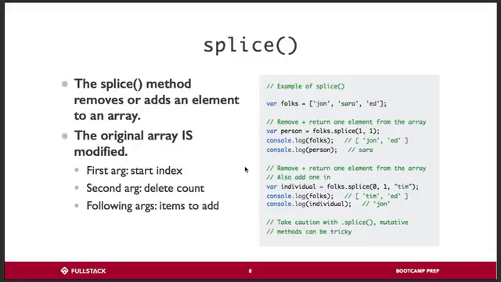So the first argument to splice is the index where you want to start removing. Second argument, how many characters or elements you want to remove. Third argument, if you want to replace something, give the third argument and it replaces what you just removed with what you give it.